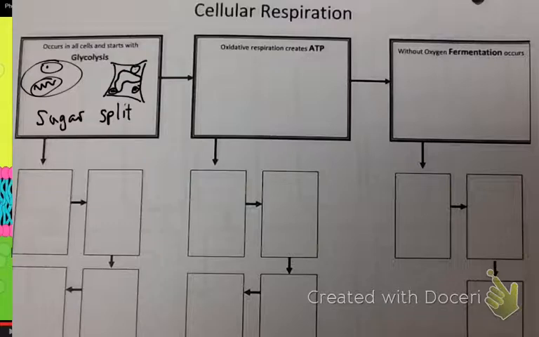Sugar splits. Banana split. Kevin Bacon. What? Mitochondria thing looks heavy.